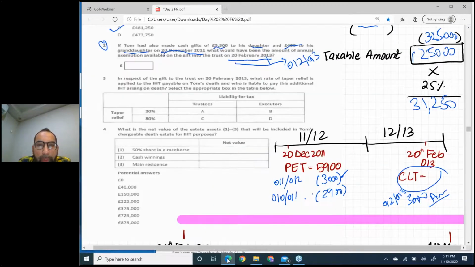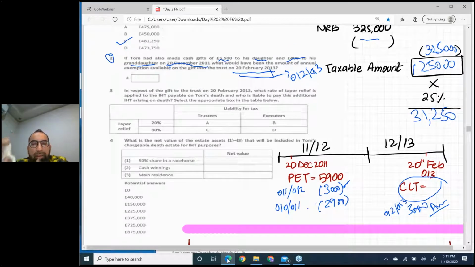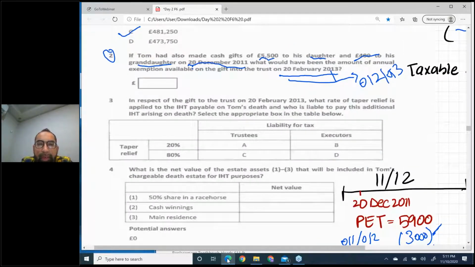Now, question number 3. In respect of the gift to the trust on 20th Feb 13, what rate of taper relief applied to IHT payable on Tom's death, and who is liable to pay this additional IHT arising on death? Select the appropriate box.